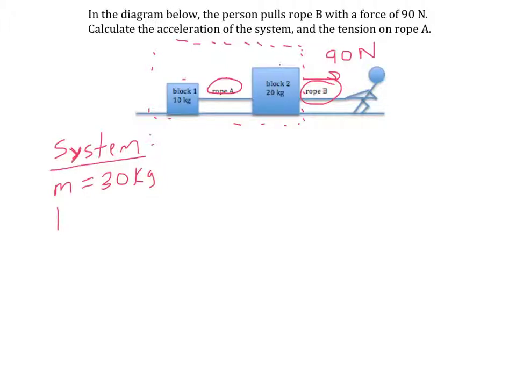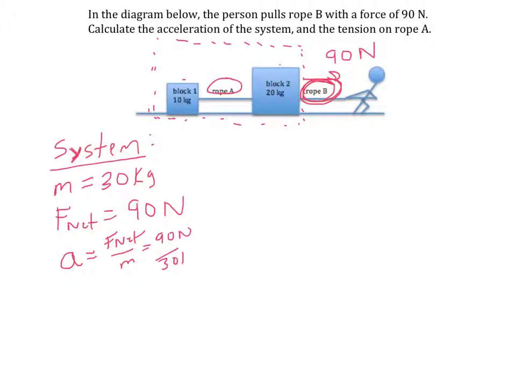We ask, what net force is acting on the entire system? Well, the person is pulling rope B, and that is the force acting on this whole system. Rope A is part of the system, so it doesn't count; we're going to ignore that. So the net force on the entire system is 90 newtons. Then we can calculate the acceleration of the entire system: F net over mass, or 90 newtons over 30 kilograms. So the entire system is accelerating at 3 meters per second squared.